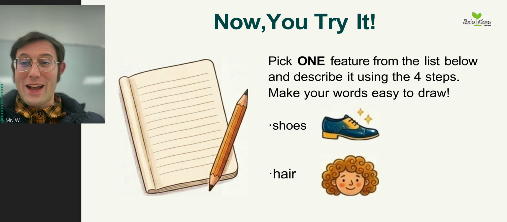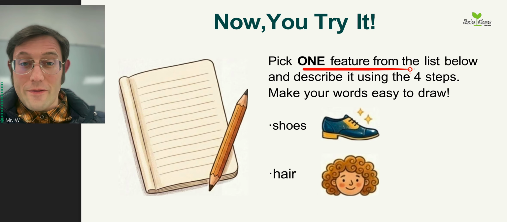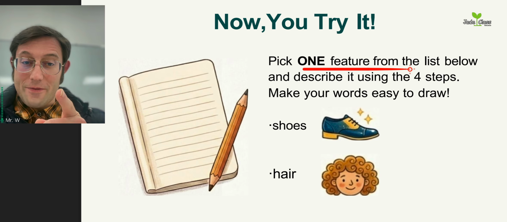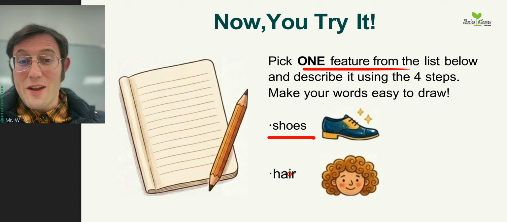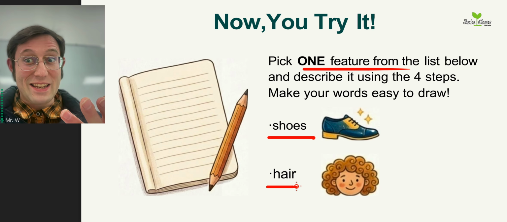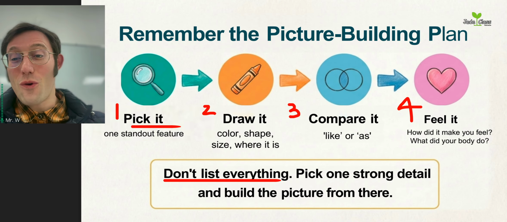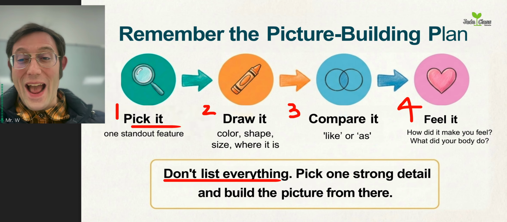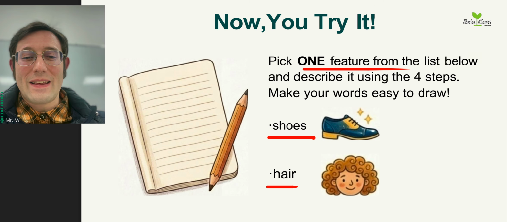Okay, now you try it. You remember those 4 steps? So pick one feature from this list below and try it yourself using those 4 steps we just talked about. My suggestion would be to try with a special pair of shoes or maybe someone's crazy hair. Who knows? So pick one of those 2 and try these 4 steps to make your extra special description that your reader can see in their mind.